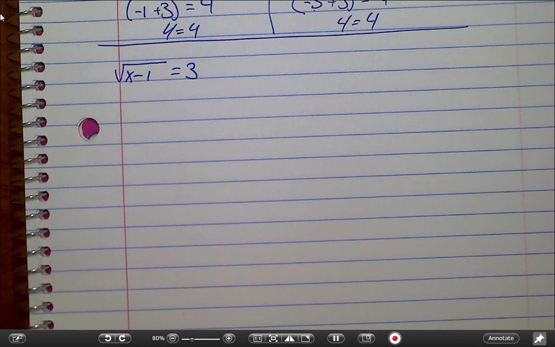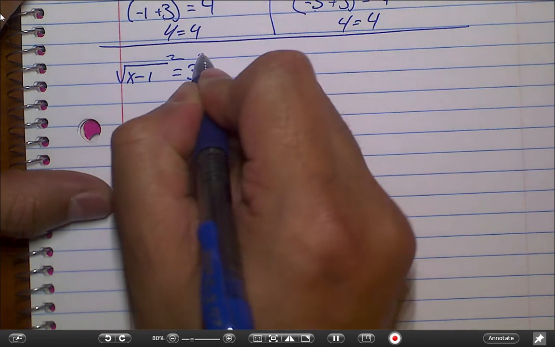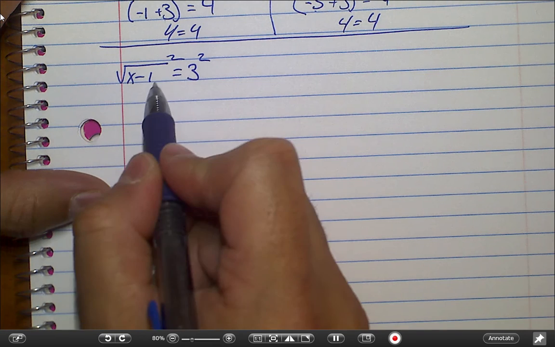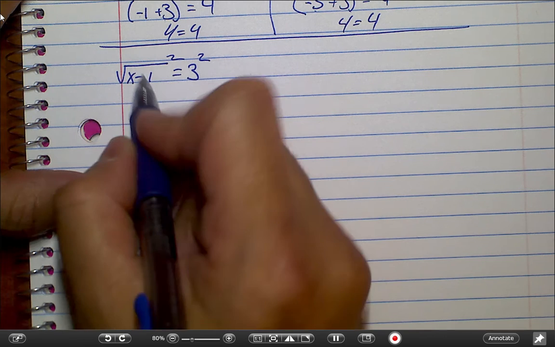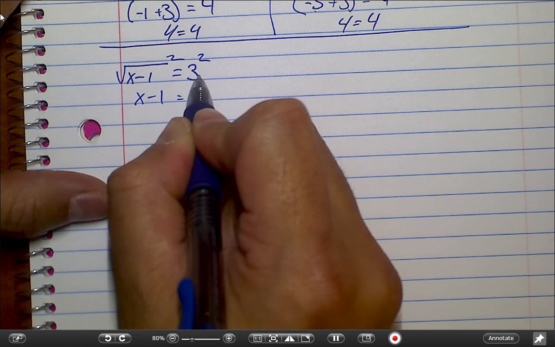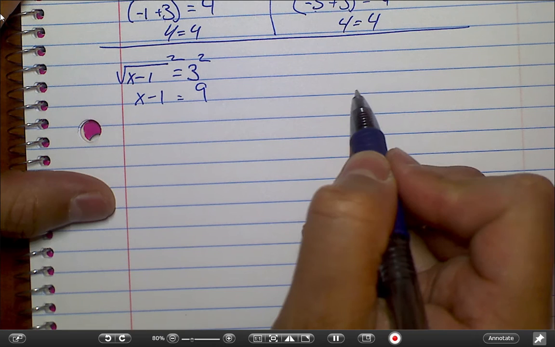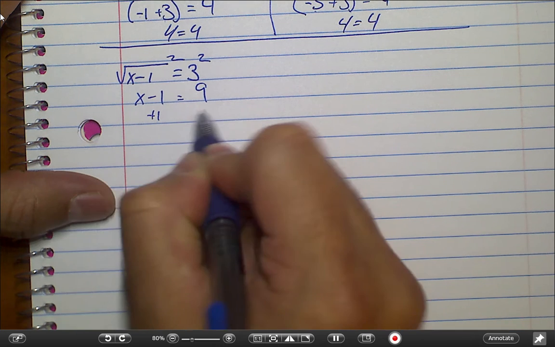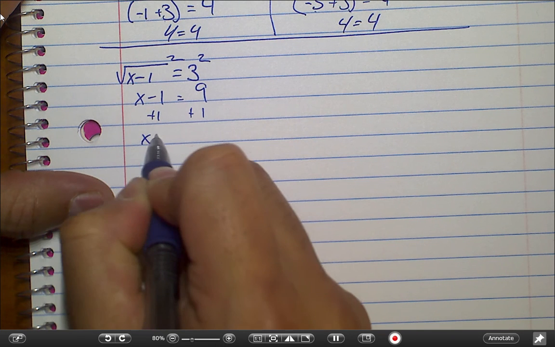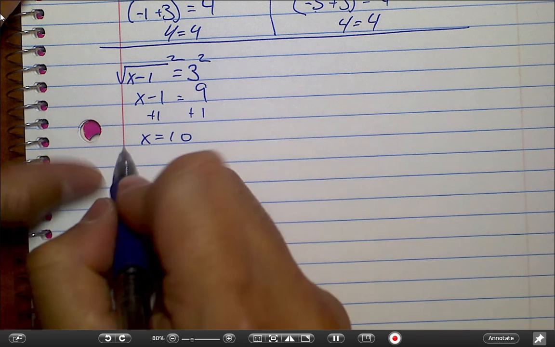Now, how do I undo a square root? Square. I'm going to square both sides. So watch carefully. I'm squaring both sides. So if I square both sides, this is going to go away. So I'm going to be left with x minus 1 equals, what's 3 squared? 9. There we go. What do I do now? Add 1. And x goes down. x equals 10.